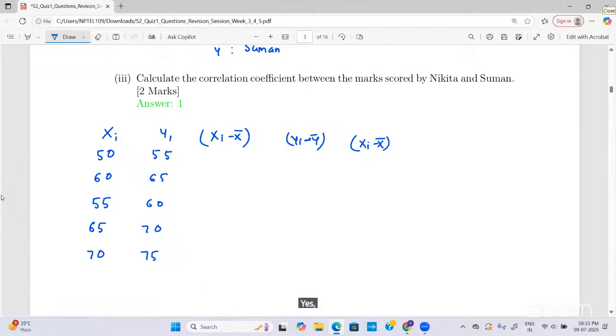Ma'am, can you please upload this PDF in the calendar? Can you link it in the calendar? You can find it on the portal itself. It will be uploaded on the portal. Okay, ma'am, thank you.